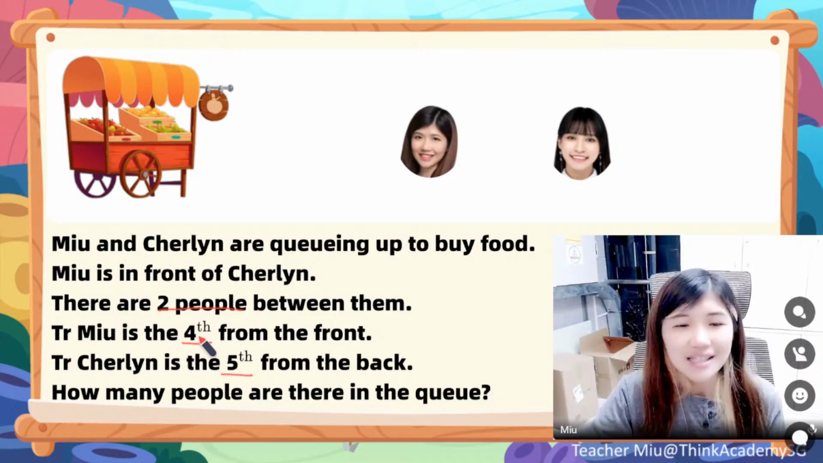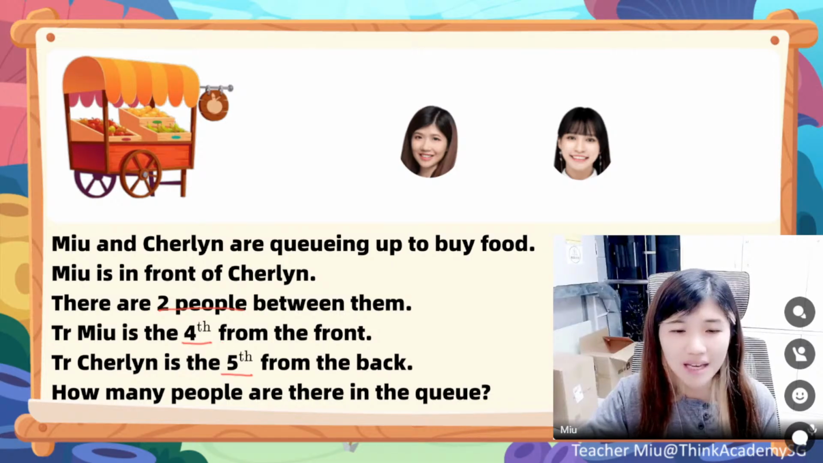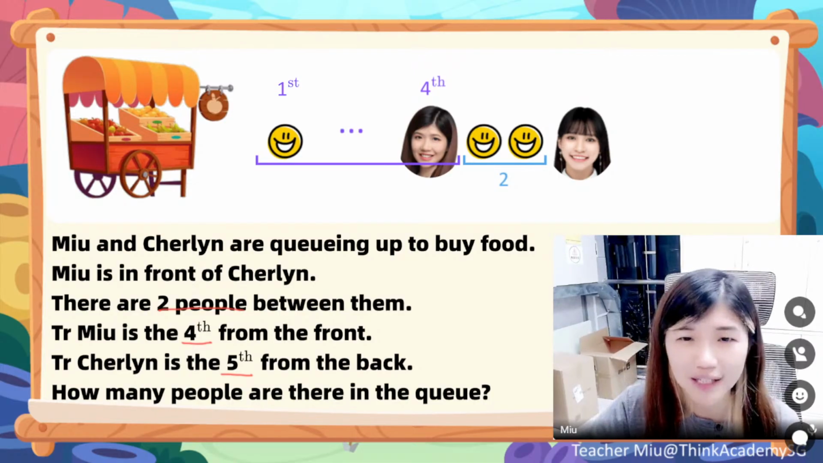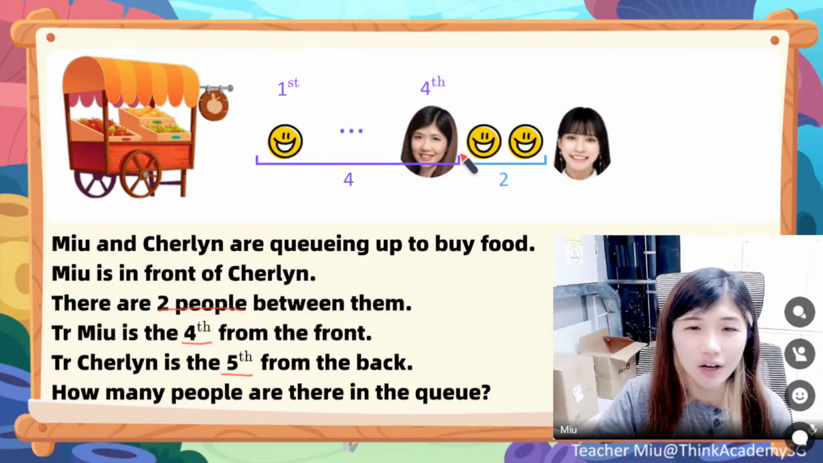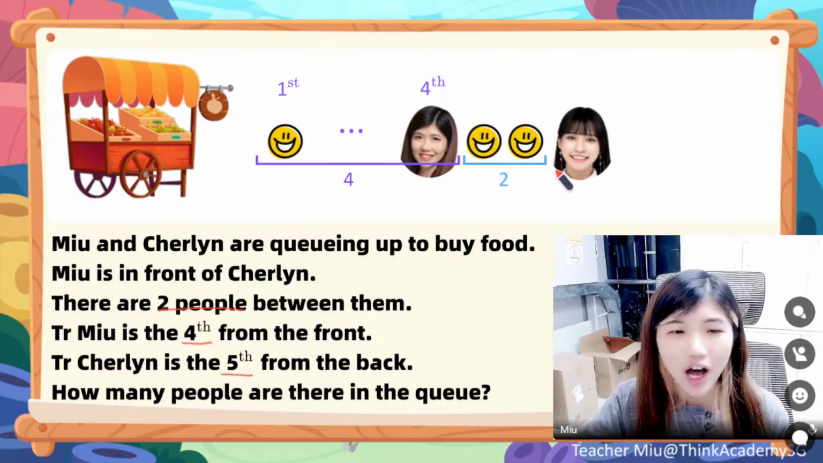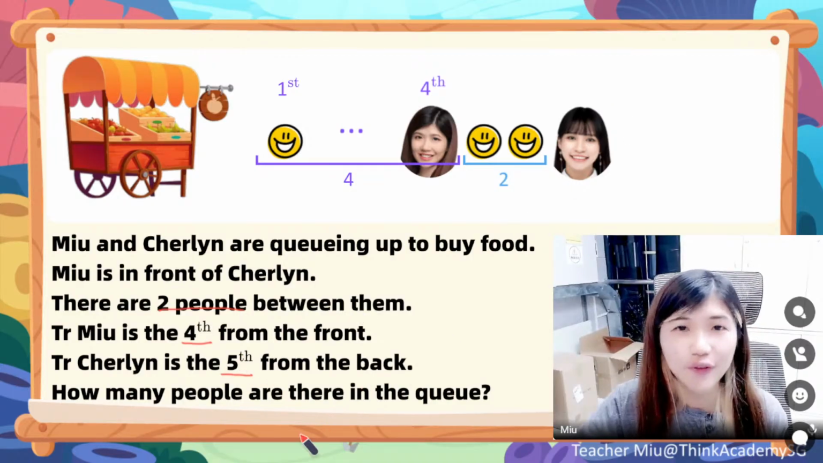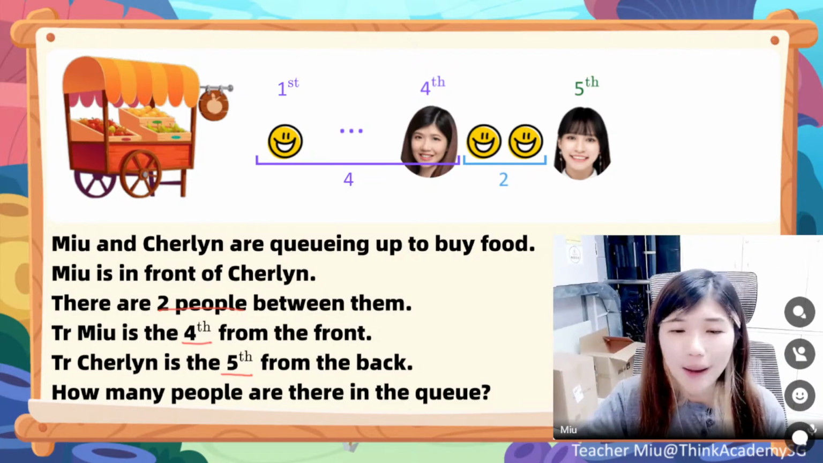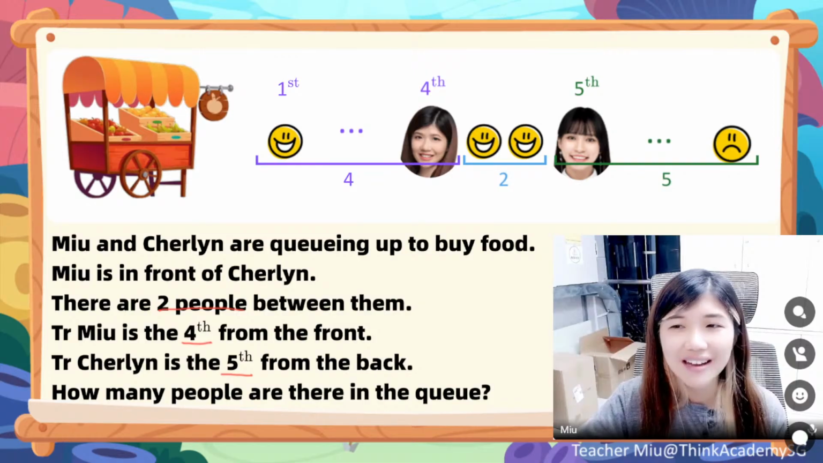Then it says, since Miu is the fourth from the front, that means Miu is the fourth here. And starting in front of Miu, there must be the first one all the way to Miu, the fourth one. So there would be 4 people sitting on this bench. It says there are 2 people between us, so there must be 2 of them sitting between us. And in the end, Charlene is the 5th from the back, so from her all the way to the last one from the back, there must be 5 kids sitting there. This is the first from the back, right?